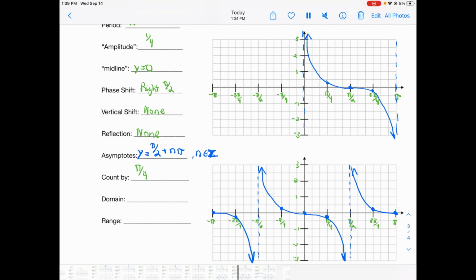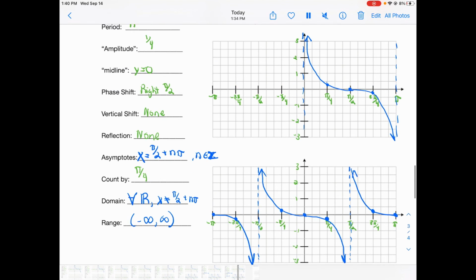And our domain would be all real numbers except x not equal to, oh yeah, I forgot, I wrote y instead of x equals on my asymptote. Did I say y when I said it? Hopefully I said x equals. And our range is all real numbers, because you can look at the graph here and see that I have all the y values going up and going down.